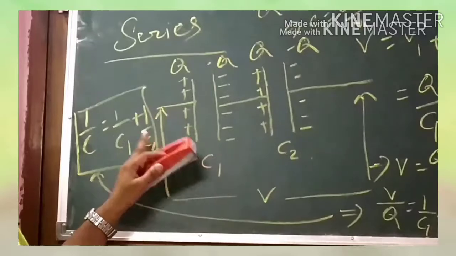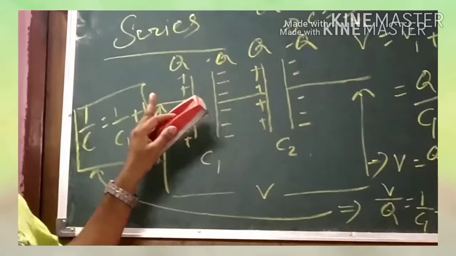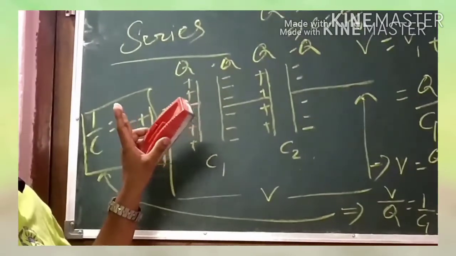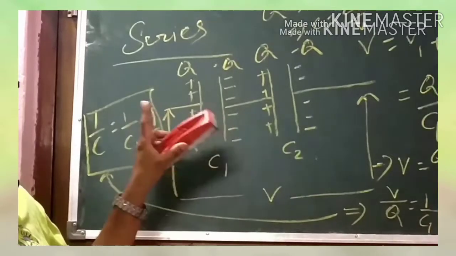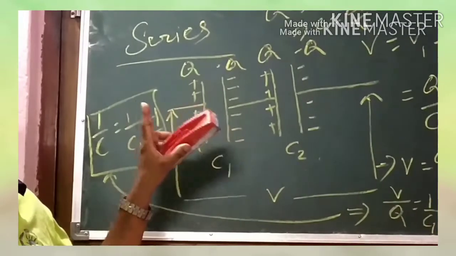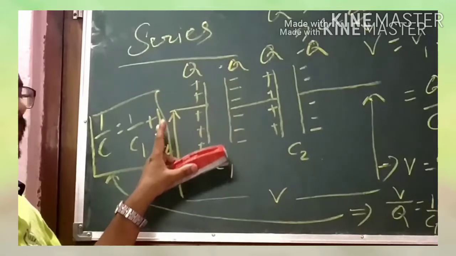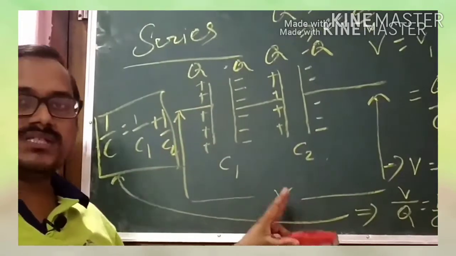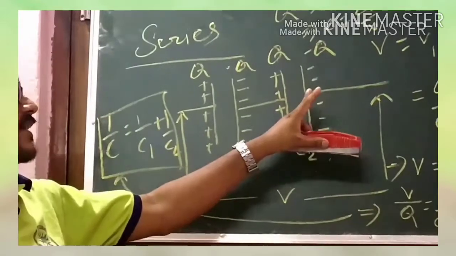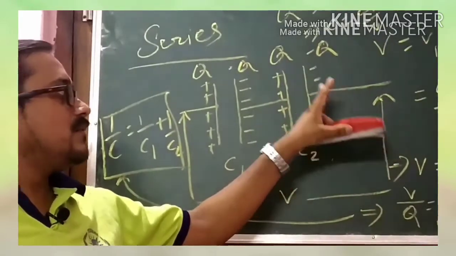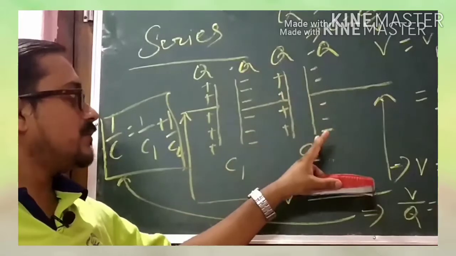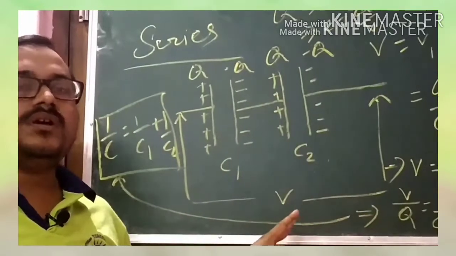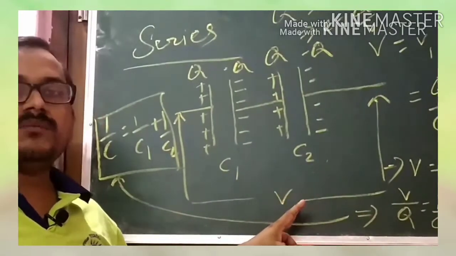Again, repeating the same: here we have taken only two capacitors, and each capacitor consists of two conductors. The left side of capacitor 1 is connected to the positive terminal of the battery, and the right side of the conductor of capacitor 2 is connected to the negative side of the battery.